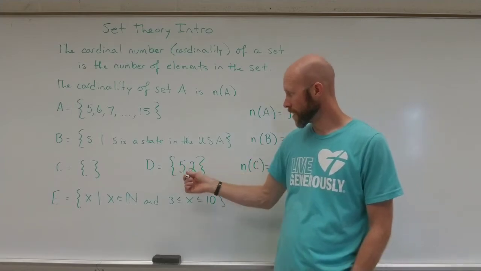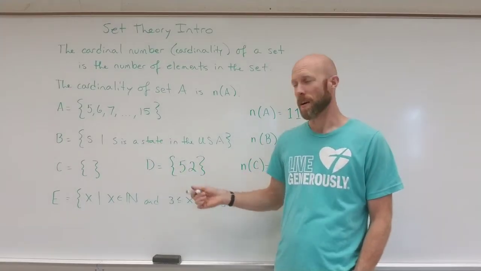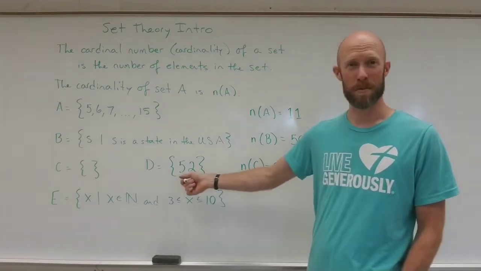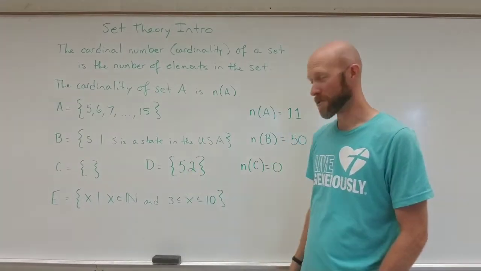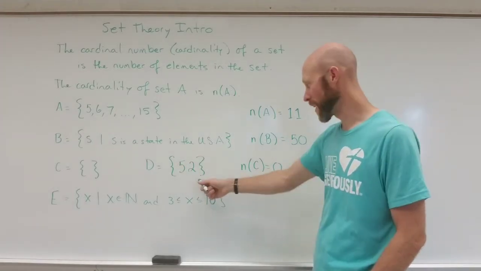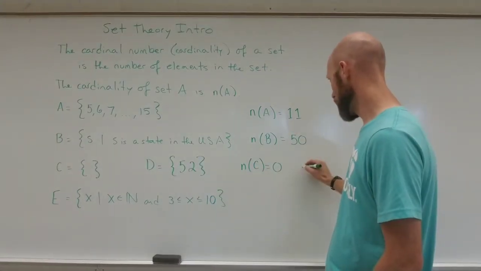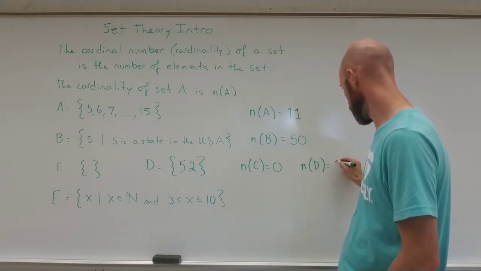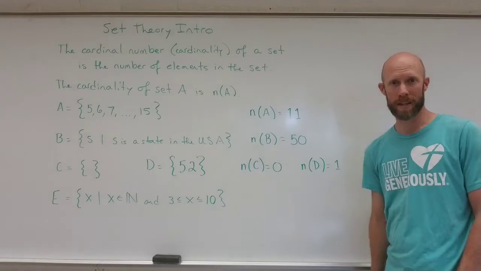Set D here, number 52, that's my soccer number. It's also the number of cards in a deck. Also the product of my 2 favorite numbers, 13 and 4. But anyway, 52 is actually 1. The cardinality is 1. Because there's only one number in that set.